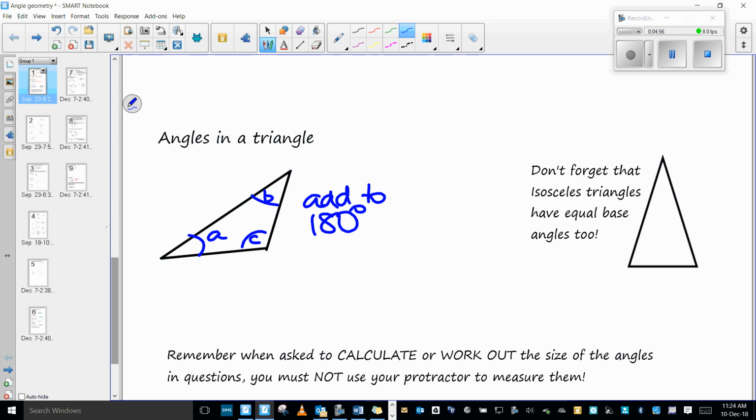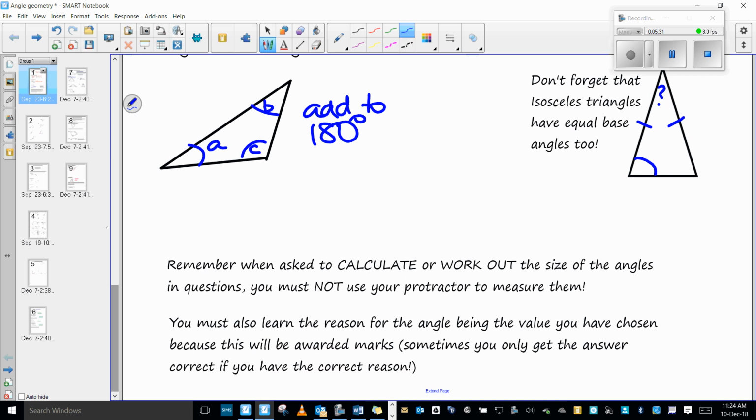On the right hand side, I said don't forget that isosceles triangles have equal base angles. So it could be that they told you that this triangle is an isosceles one, and they may have just told you this angle here, and asked you to calculate this top one. But you can still do it because you know that these two are equal to each other and that they add up to 180 degrees. So just be aware that the base angles are equal in the isosceles triangle.